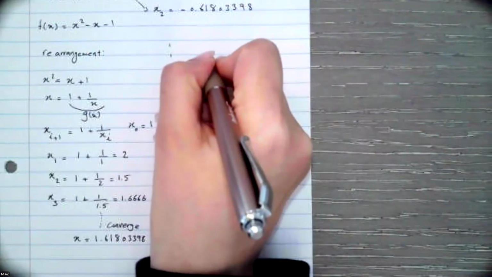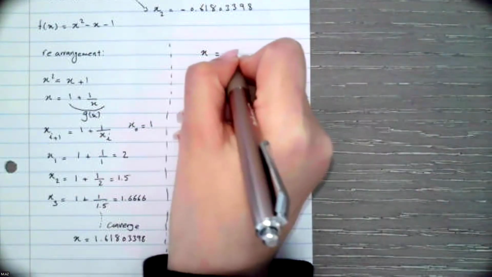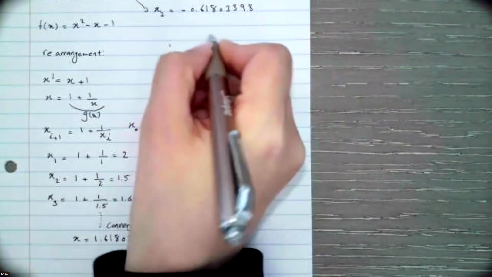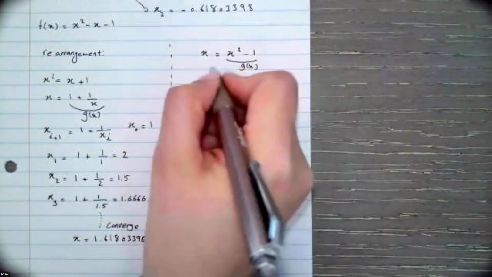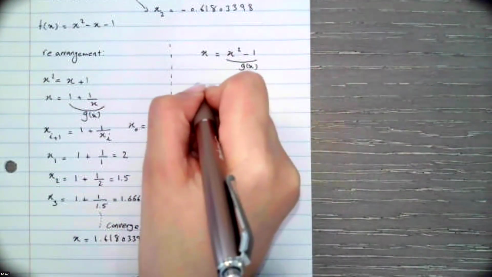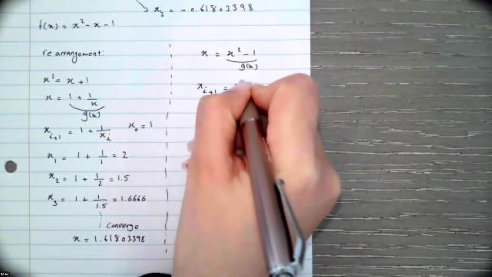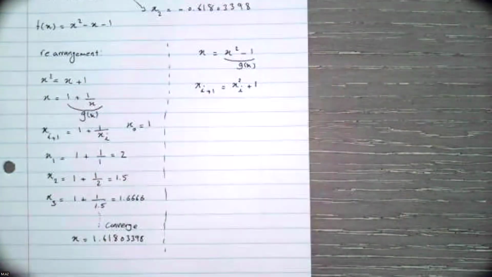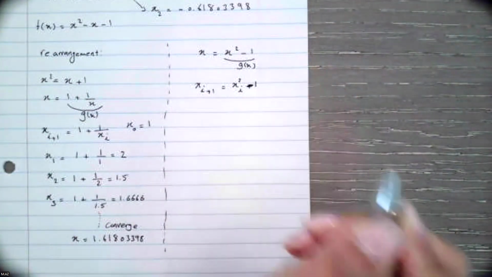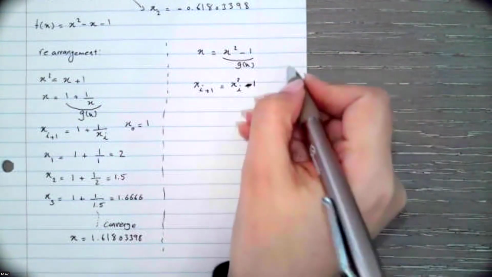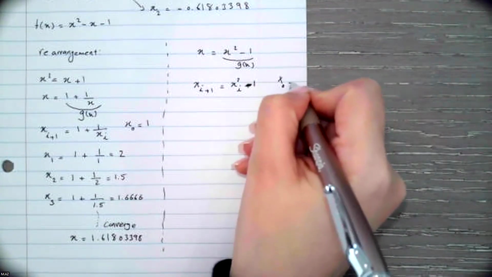is to rewrite this function in this format: x equals x squared minus 1. Now we can say this is g of x for this second rearrangement. And if I write the general formula for this rearrangement, we have x sub i plus 1 equals x sub i squared minus 1. The initial guess for this rearrangement is given as 1.